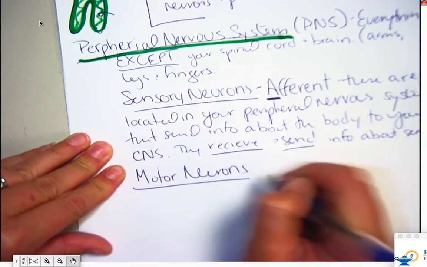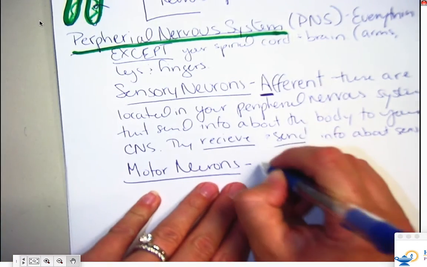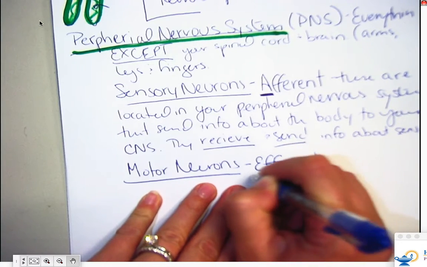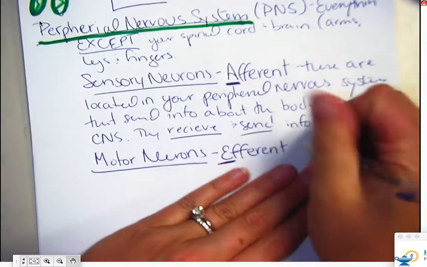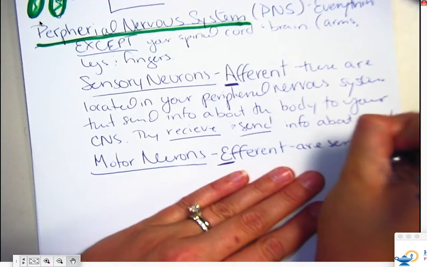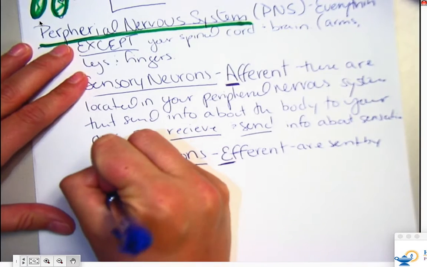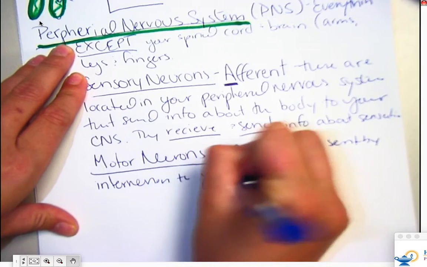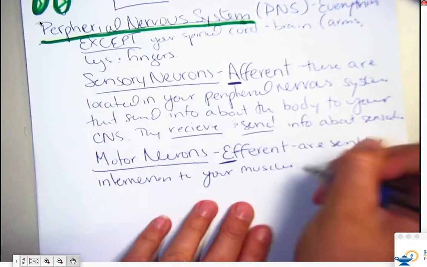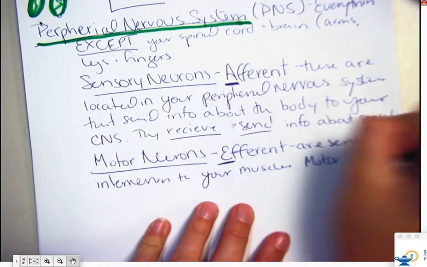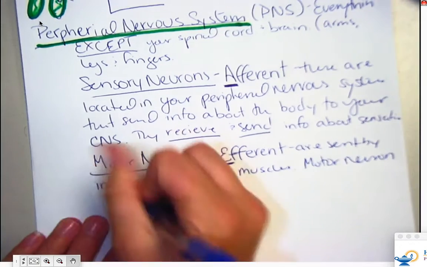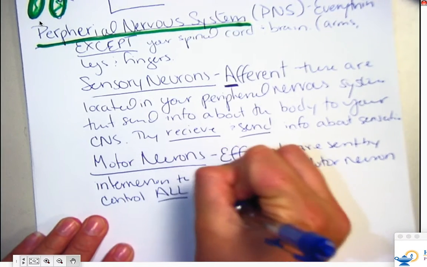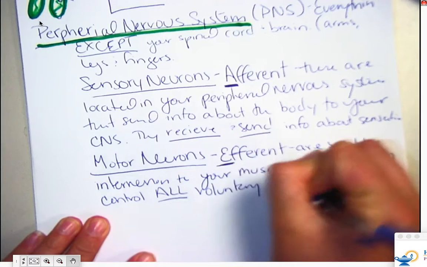Now, your next major ones are your motor neurons. Now, your motor neurons, this is why we underline the A, are known as efferent. E-F-F-E-R-E-N-T. Isn't that lovely? Your efferent neurons are sent by interneurons to your muscles. Motor neurons control all voluntary muscle movement.